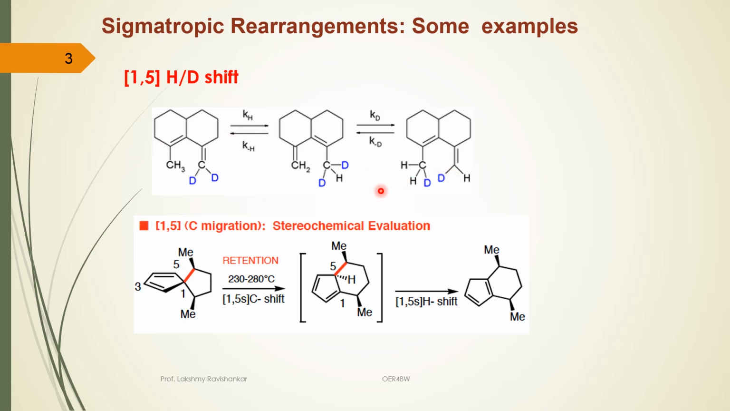It involves 6 electrons. A similar system of 6 electron migration involving carbon can be seen here. So this bond is being broken and it is now migrating here. Again, the counting has to be along the pi chain. So you see that this is a 1,5 suprafacial carbon shift. A subsequent 1,5 suprafacial hydrogen shift results in the formation of the product.